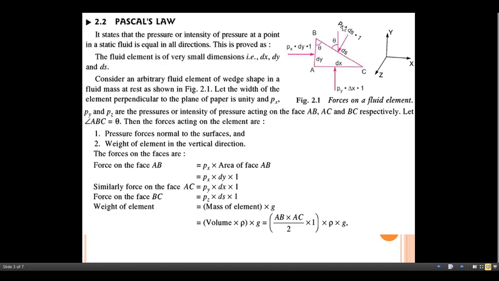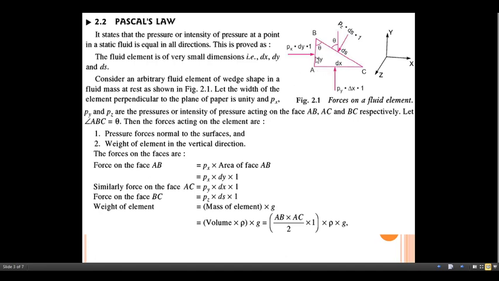So what about the intensity of the pressure along this direction? Pz multiplied by ds multiplied by 1, where ds multiplied by 1 is nothing but the cross section area of this face BC. In this way you can get the intensity of the pressure along every face.